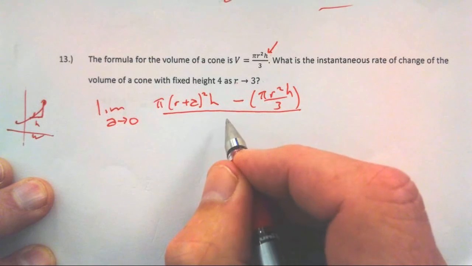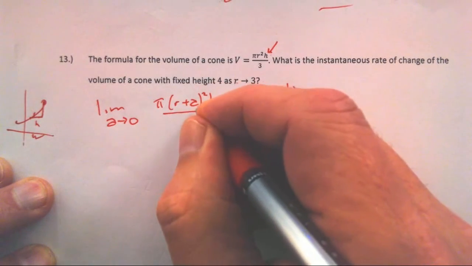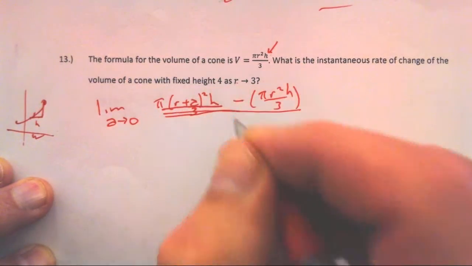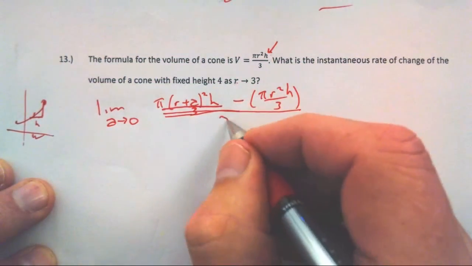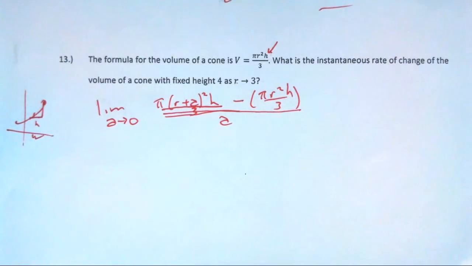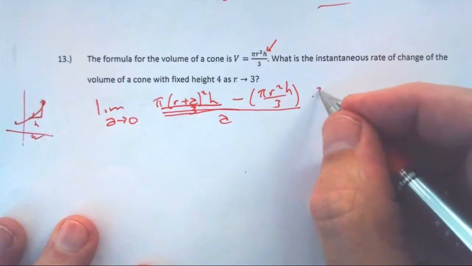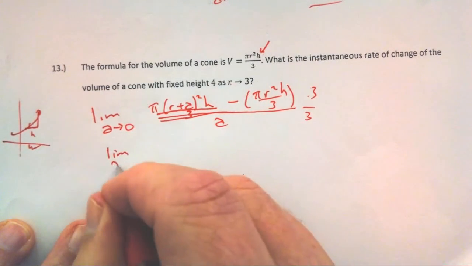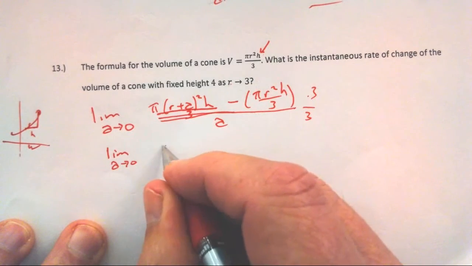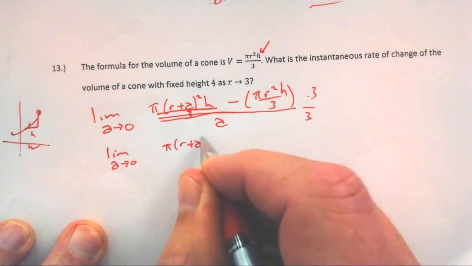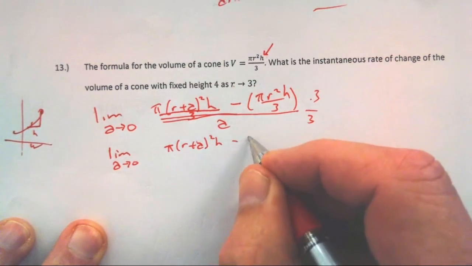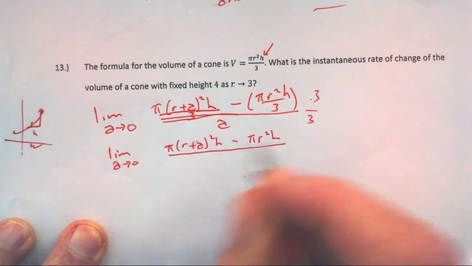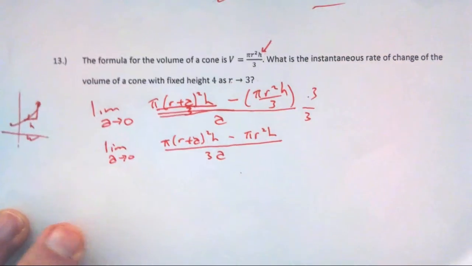Oh, wait a minute. This one's on 3 as well. Sorry, Video Land. This one's on 3 as well. All on a. Is that okay? I'm going to multiply by 3 on 3. I'm going to write kind of small here. Limit as a approaches 0, I get pi times r plus a squared h minus pi r squared h all on 3a.